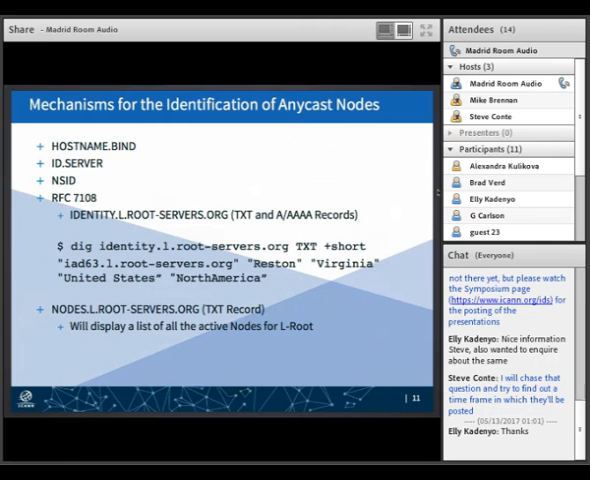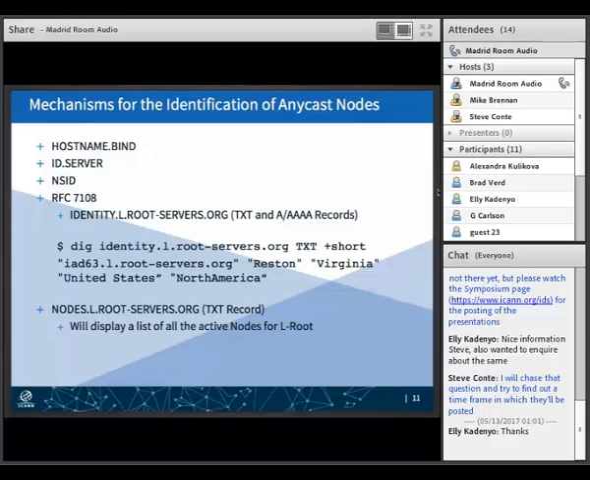Since we have a lot of servers out there, we need some mechanisms to identify each one of the nodes that we have. We have a lot of tools to do that, besides the usual things that people do in DNS, like hostname.bind or id.server or NSID, which are currently standard on most implementations and among most people working on DNS. We also have this RFC that describes a lot of techniques that we're using to name all the servers that we have.